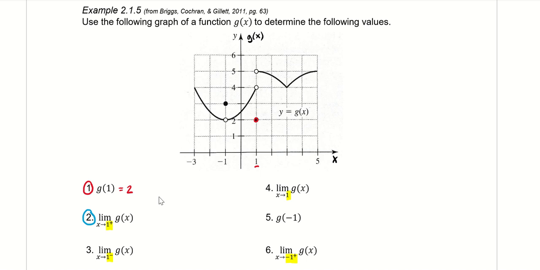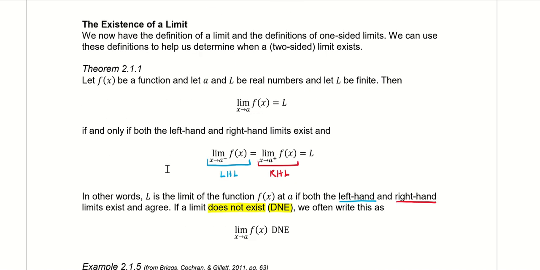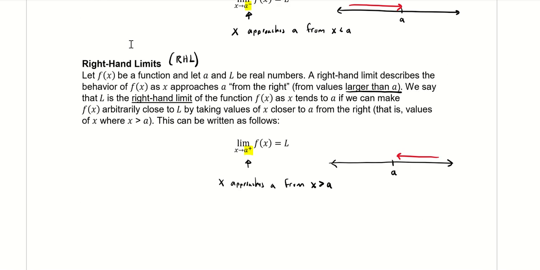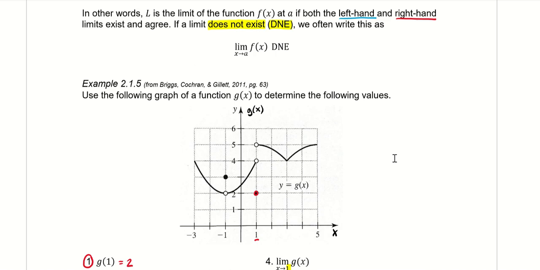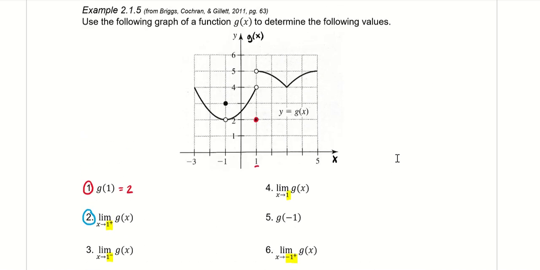So here we want the limit of g of x as x goes to 1 with the superscript plus. And remember, that means we're specifically caring about what the function is doing as we approach the value from the right, so from values larger than that. So where's my 1? So here's 1. I want the limit as x approaches 1 from the right.